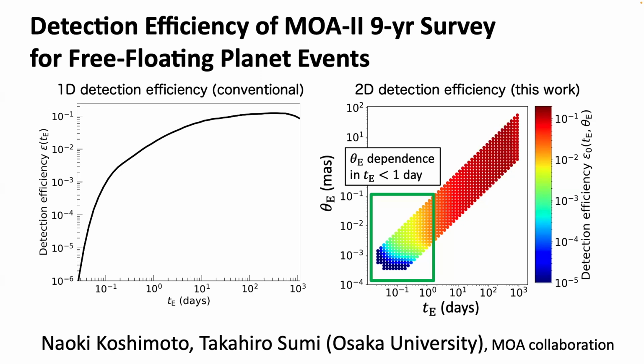So I'll talk about the detection efficiency of the MOA-II 9-year survey for free-floating planet events. Conventionally, to compare the observed distribution with a model prediction, we need a detection efficiency, and conventionally a 1D detection efficiency as a function of tE was used. In this work, we showed that a 2D detection efficiency as a function of tE and theta E is actually needed.